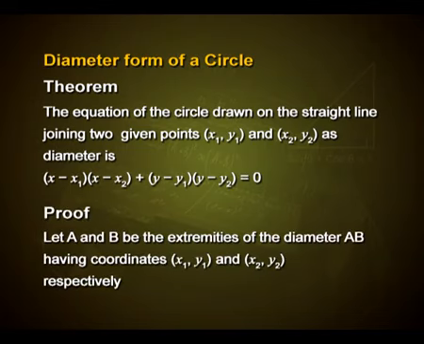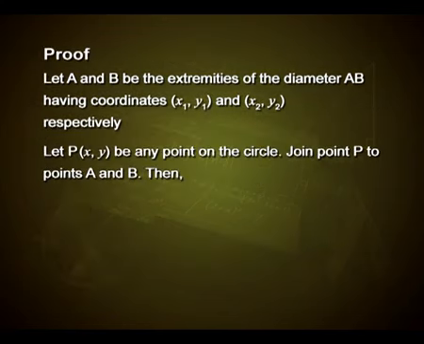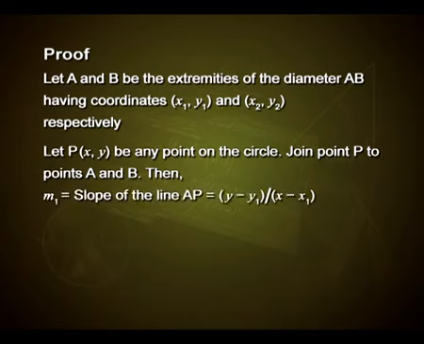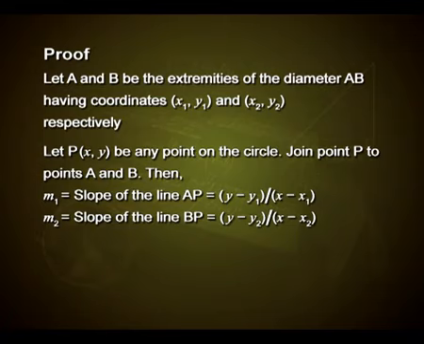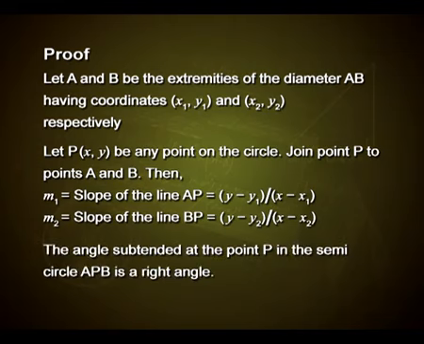Let A and B be the extremities of the diameter AB having coordinates (x1, y1) and (x2, y2) respectively. Let P(x, y) be any point on the circle. Join point P to the points A and B. Then m1, the slope of the line AP, is (y - y1)/(x - x1), and m2, the slope of the line BP, is (y - y2)/(x - x2). The angle subtended at the point P in the semicircle APB is a right angle.